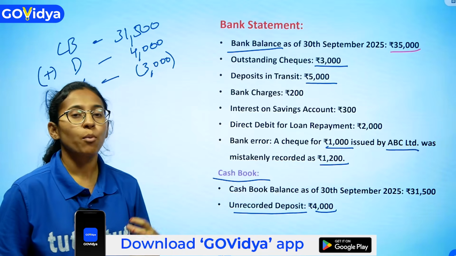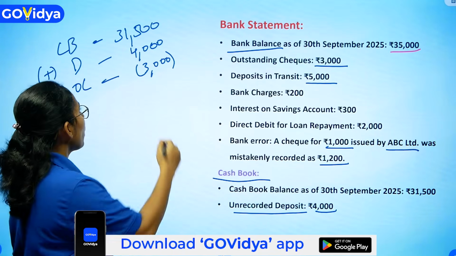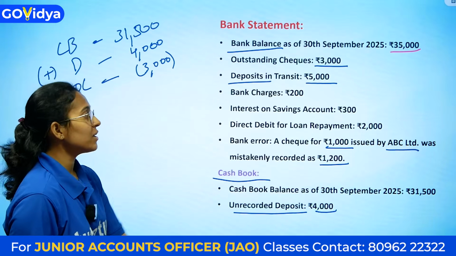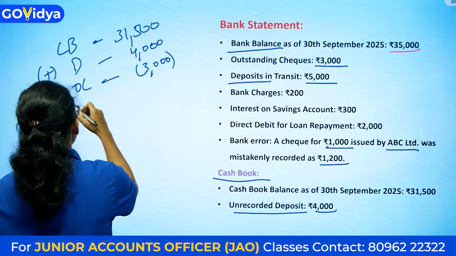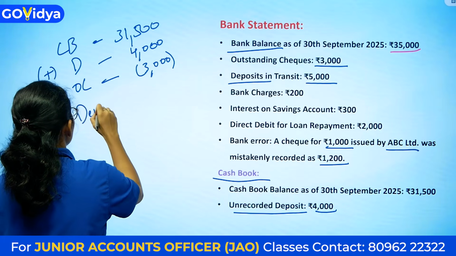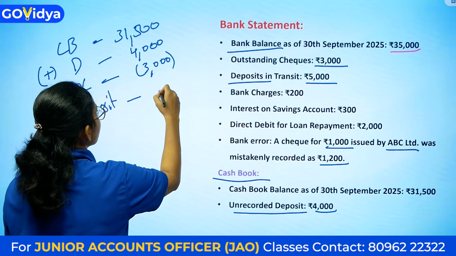Now, deposits in transit. The customer has deposited in the bank, but it has not yet been credited to the bank. You can think of it like a PhonePe payment that is still processing. So similarly you can consider that. What do we have to do? We have to add it because it is a deposit. How much? 5,000.